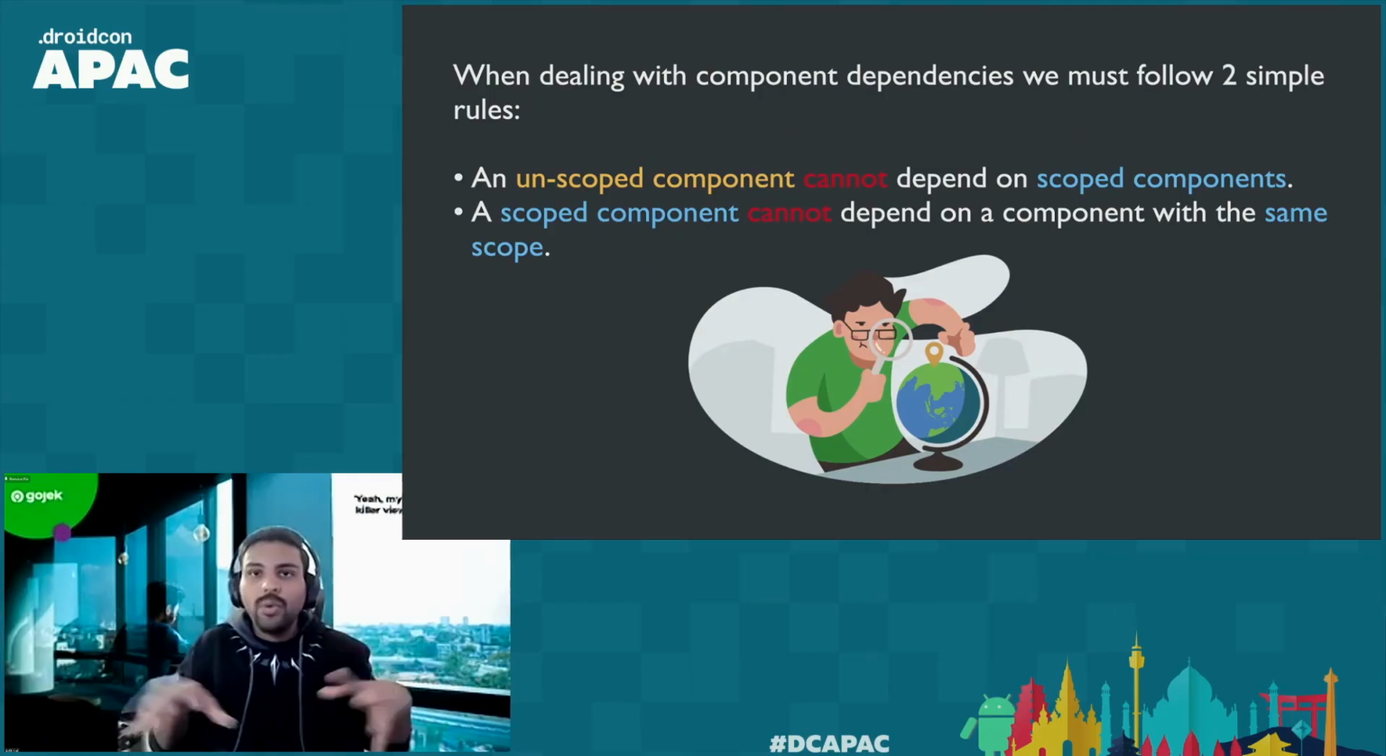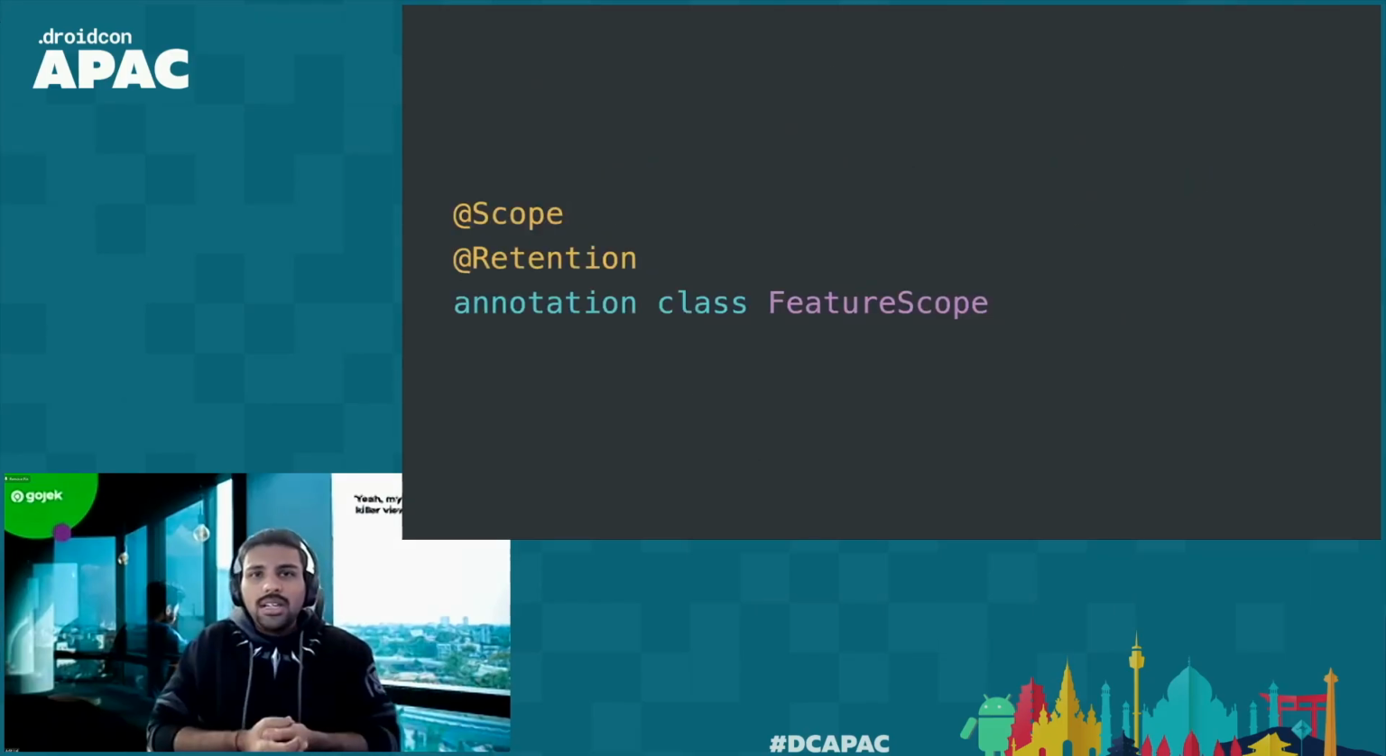They have to be provided. They will be available, but they can't talk to each other. So let's take that step and put it into practice. Let's build something called a feature scope.